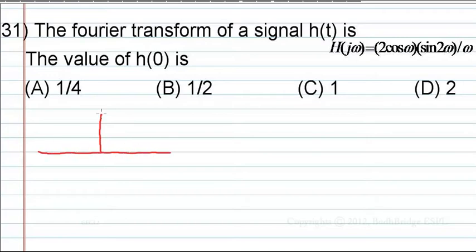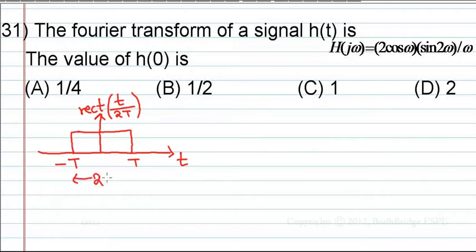First of all, remember this result. What is the Fourier transform of rect? That is, t is given, rect t I will write. Rect t by 2 capital T. This is minus T to T. This length is 2T. Therefore, rect t by 2T I wrote. Okay, that is how you will write it.